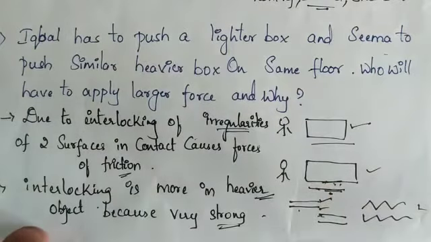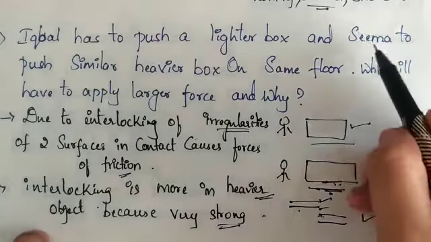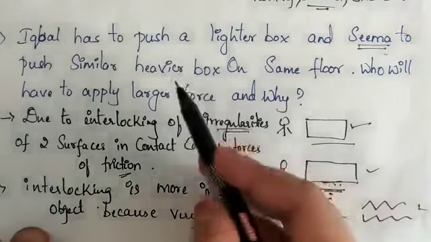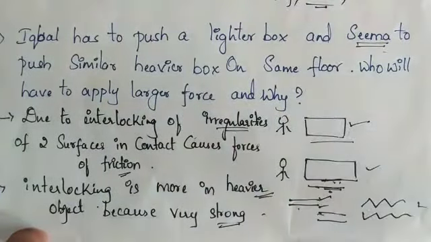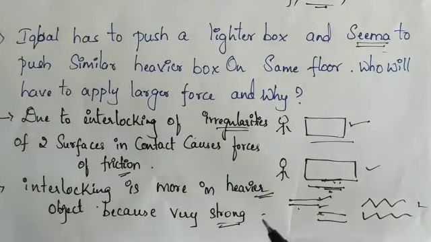So the answer for this question is: to overcome the force of friction in a heavier object, we have to apply more force. Who wants to apply more force here? Seema wants to apply more force to push the heavier object, because the interlocking in the case of a heavier object is more. The heavier object will be very strongly attached to the ground. That is why Seema has to apply more force compared to Iqbal.